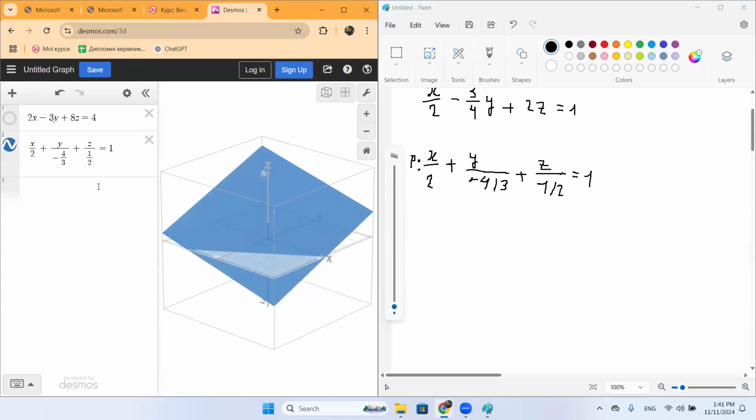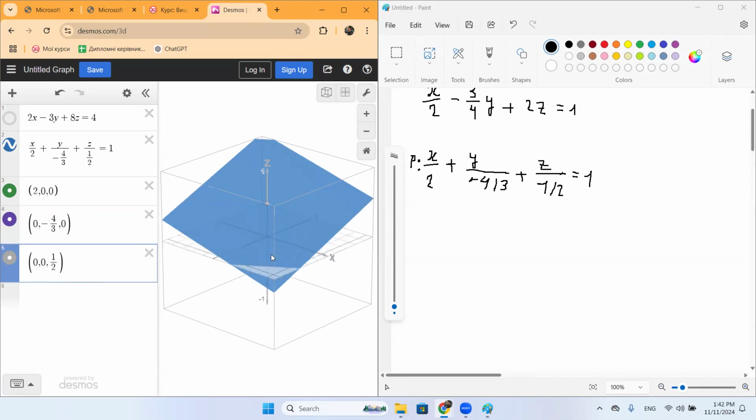So where are the intercepts? And by the way, let's mark them as well. So 2, 0, 0. Here it is. Then 0, minus 4/3, 0, the y-intercept, and then 0, 0, 1/2, the z-intercept. So here it is.